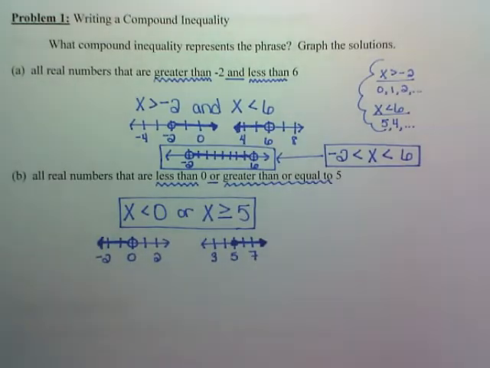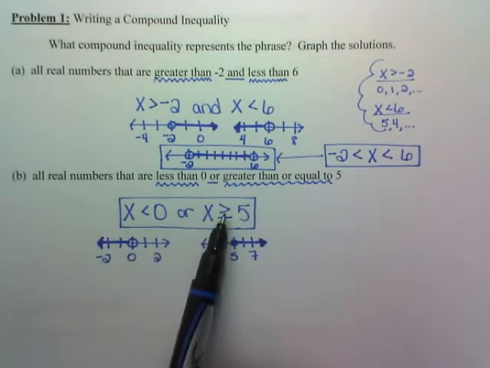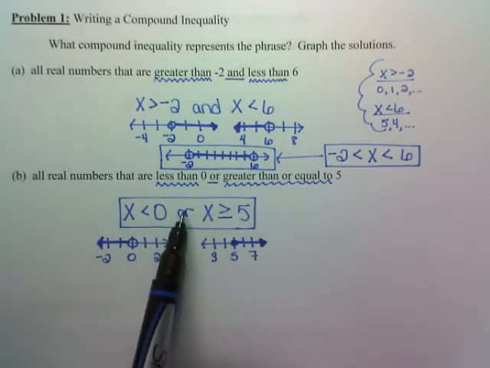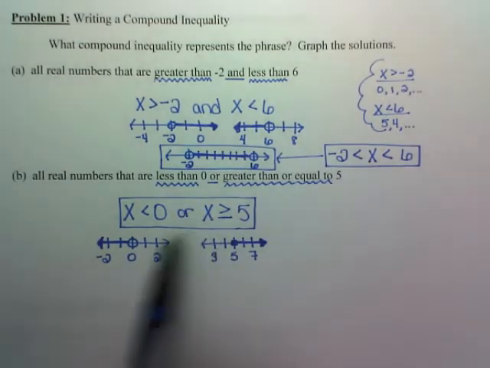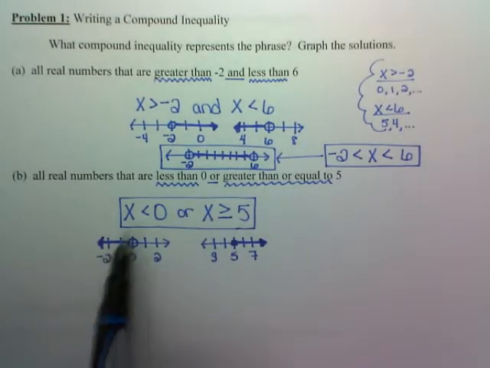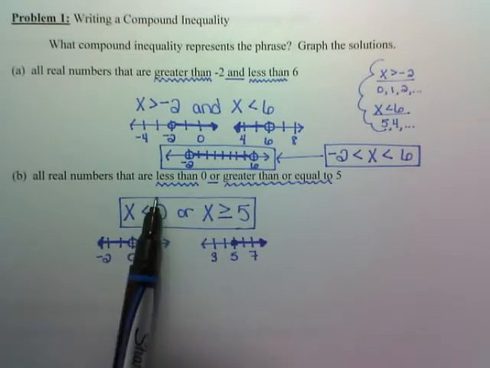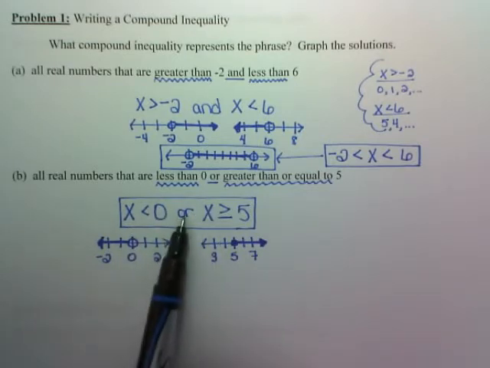Now remember we talked about with our or statements that it has to work in one or the other. It does not have to work in both. It could, but it doesn't have to. So if I look at all these numbers, -2 is less than 0, so it works in one. Doesn't work in this one, but that's okay because it's an or statement.